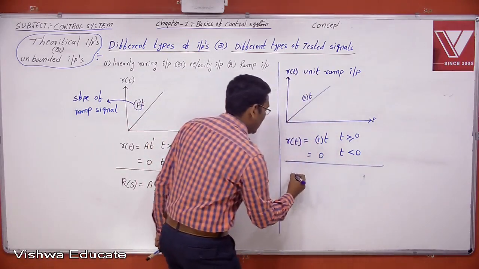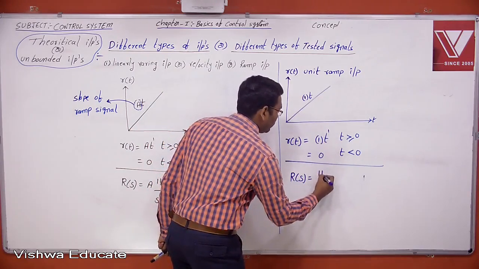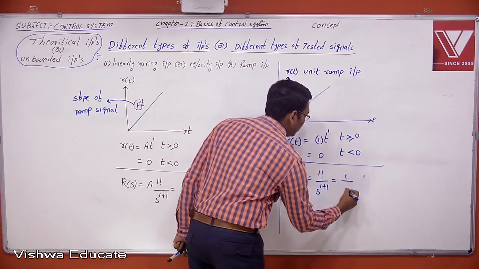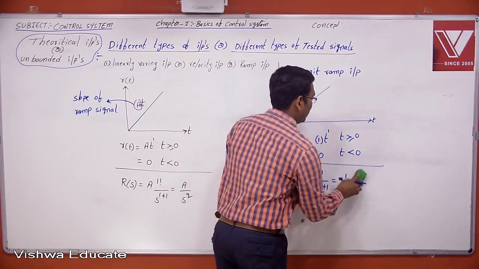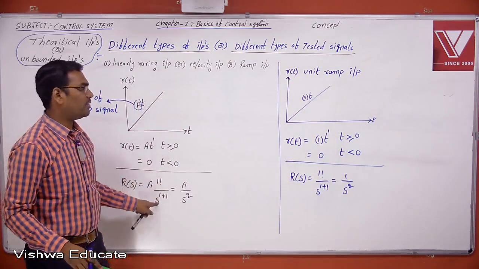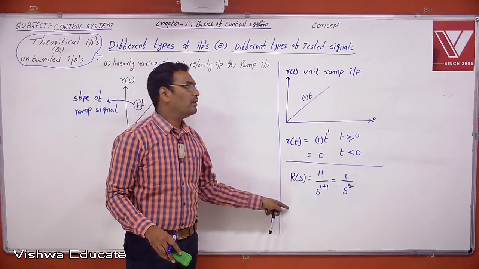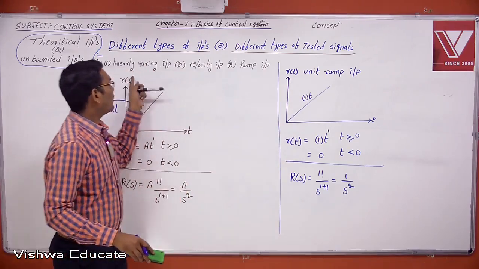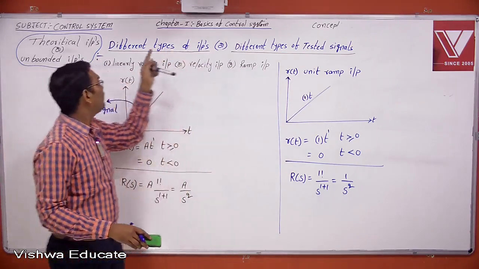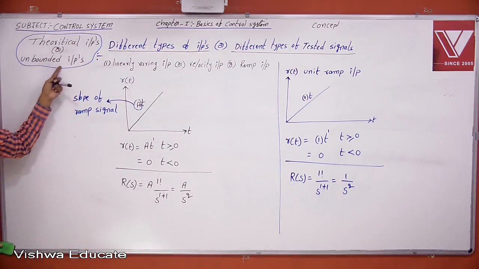Now this is R of s, which is equal to t power 1, which is equal to 1 factorial by s power 1 plus 1, which is equal to 1 by s square. This is in time domain, and this is in frequency domain. This is a linearly varying input or velocity input, the ramp input, and what I am saying here is that this is a theoretical input, or I am also saying unbounded input.